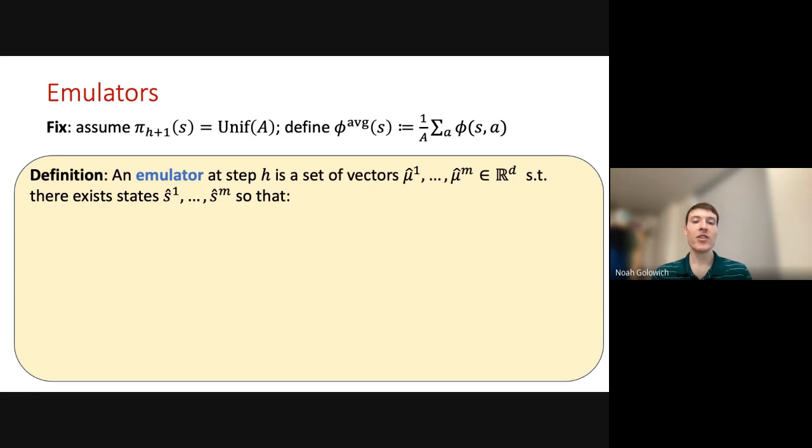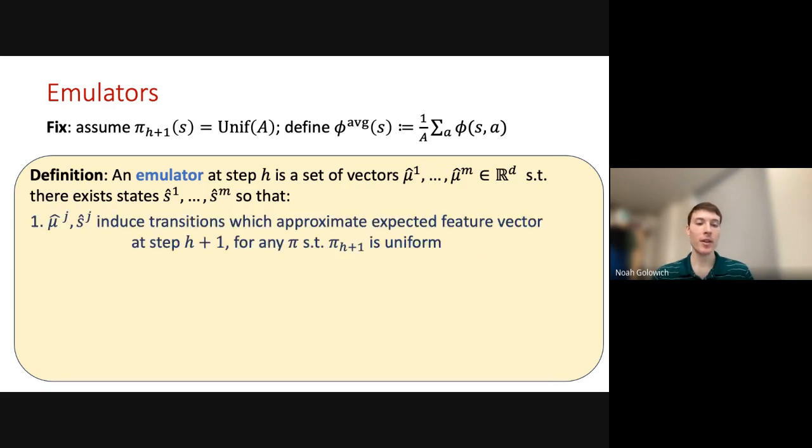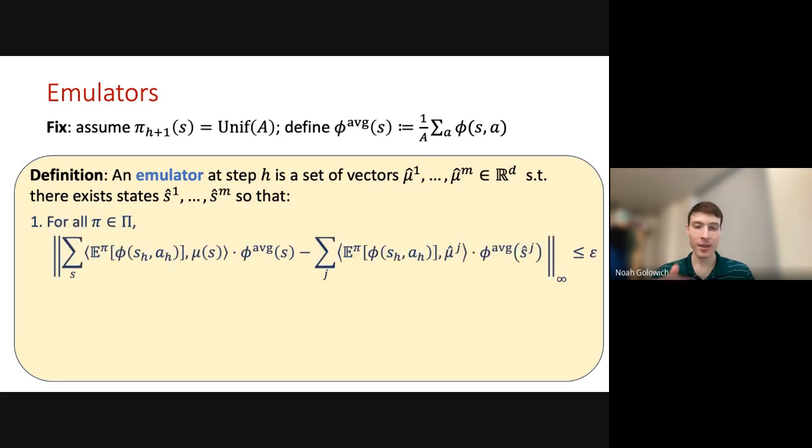An emulator at step h is a set of vectors mu hat 1 through mu hat m, for which there exist states s hat 1 through s hat m, such that, as I wrote on the previous slide, the vectors mu hat j and s hat j induce transitions which approximate the expected feature vector at step h plus 1 under any policy pi which takes a uniformly random action at that step. In math and symbols, this is what it looks like. This is essentially the same constraint as from the previous slide, where I now have an average feature vector at step h plus 1.